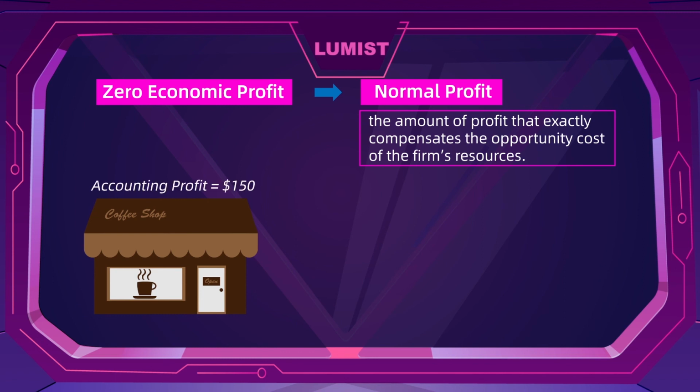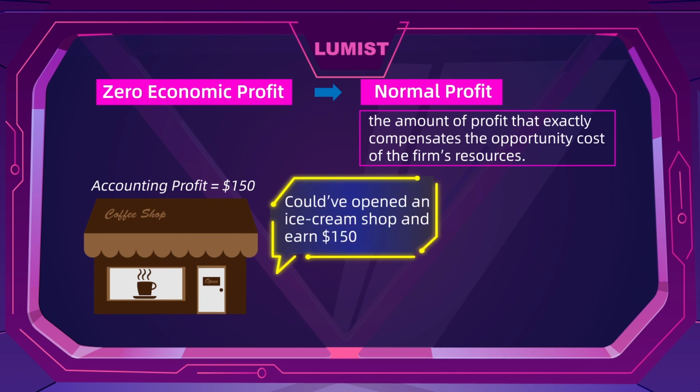So if we made $150 in accounting profit, but we could have also made $150 doing something else, let's say we could have opened up an ice cream store, then our economic profit here will be zero. So we say that we're making normal profits.